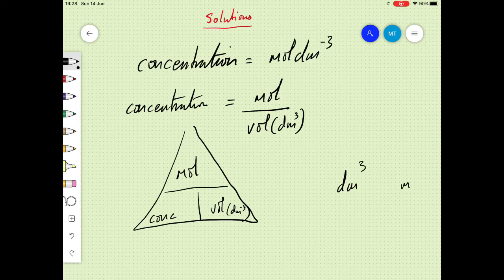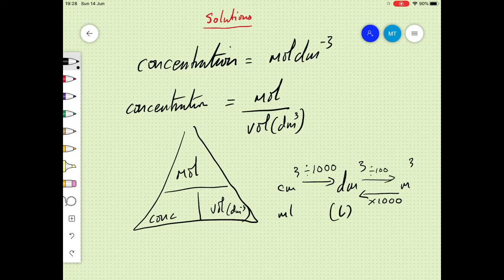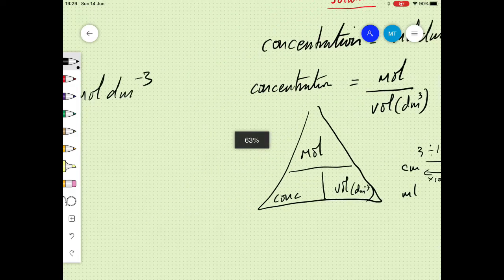but we often don't use them. We sometimes use meters cubed, and we often use centimeters cubed. Now, a centimeter cubed is a milliliter, and the decimeter cubed is a litre. So if we go from centimeters cubed to decimeters cubed, we divide by 1,000. And if we go from meters cubed to decimeters cubed, we times by 1,000. And we can use these in the same sort of principle, from decimeters cubed to meters cubed. Right, that's quite important to know.